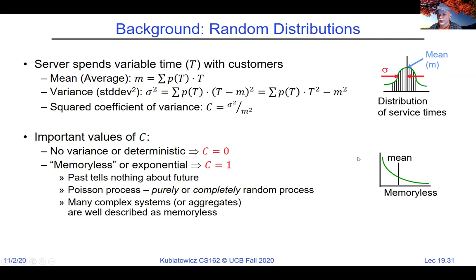Correct. Now, for this memoryless distribution, it turns out C is one, okay? Because the variance and the square of the mean are equal to each other, so C is one. So oftentimes, when you see a C of one, you end up with something that's behaving like a memoryless distribution. Even all the other weird things that don't look like this curve but have a C of one will oftentimes behave from a queuing standpoint as if they were memoryless, which is kind of interesting. When C is one, the past says nothing about the future. When there's no variance, which is deterministic, C is zero. Why is that? Well, that's because the variance is zero, and therefore C is zero.